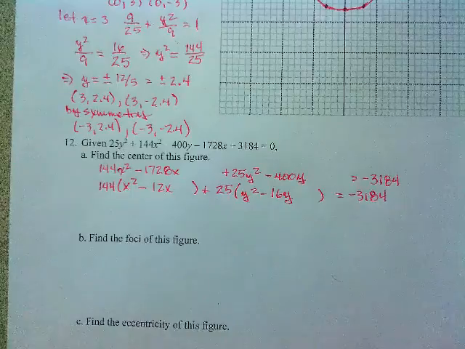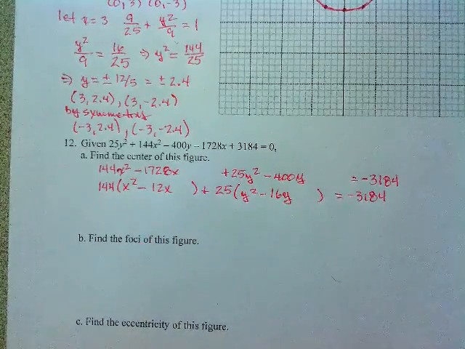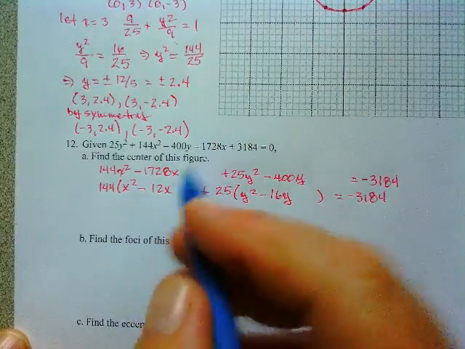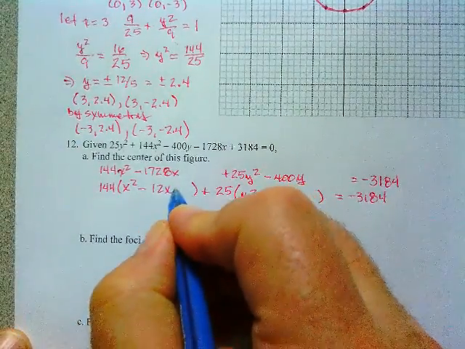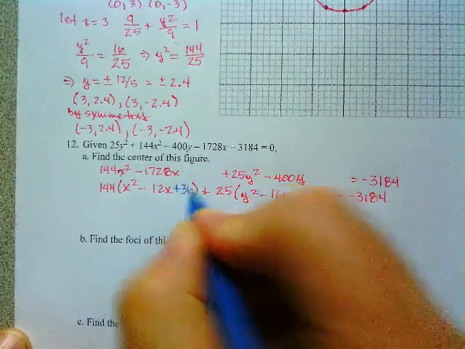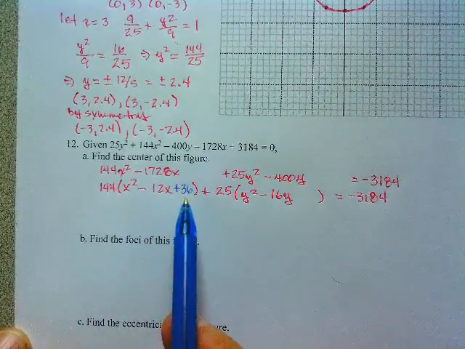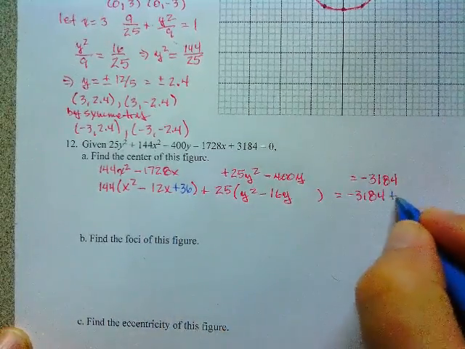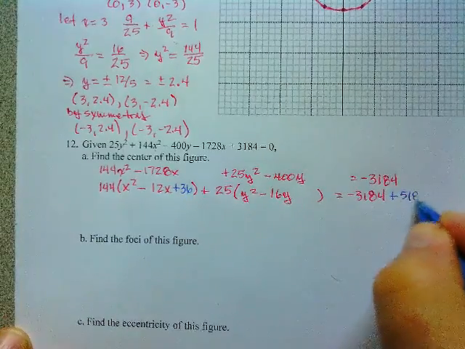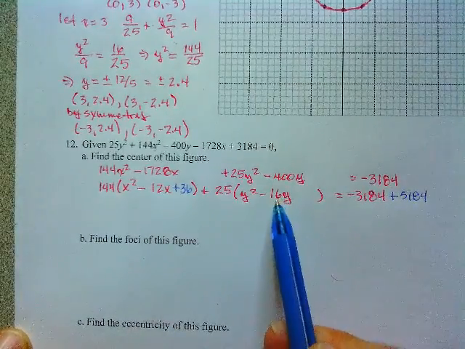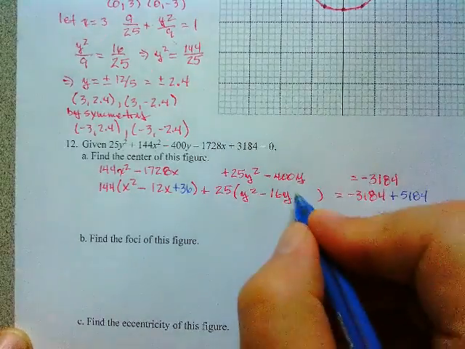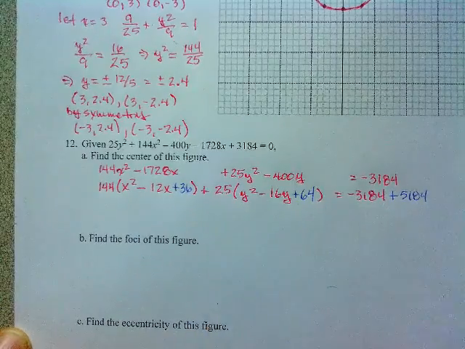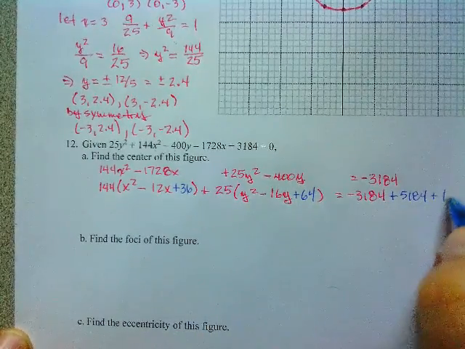And by doing this, it makes it easier to see what it is we need to complete the square. So here we have half of 12 is 6, and then squared is plus 36. However, it's not 36 we're going to add to both sides. It's going to be 144 times 36, which is 5184. Over here, half of 16 is 8. 8 squared is 64. And this one is 25 times 64, so that's adding 1600.